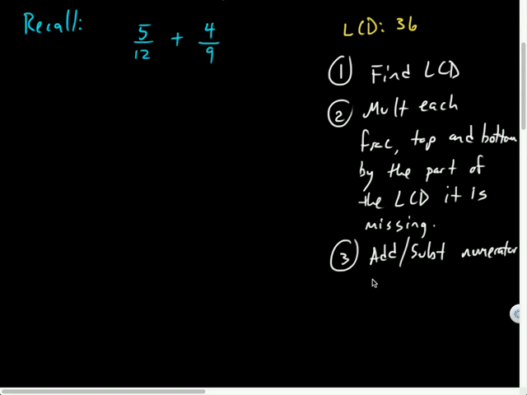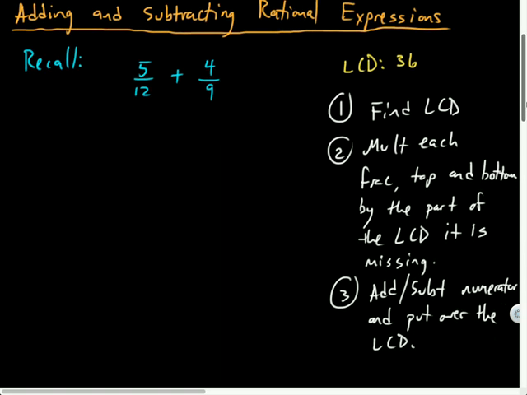All right, add or subtract the numerators and put over the LCD, the common denominator. And then I guess you could always simplify if possible, but that's hopefully obvious. So the question is, what would I multiply 12 by that would give me 36? 3. So I'm going to multiply top and bottom by 3 over 3.